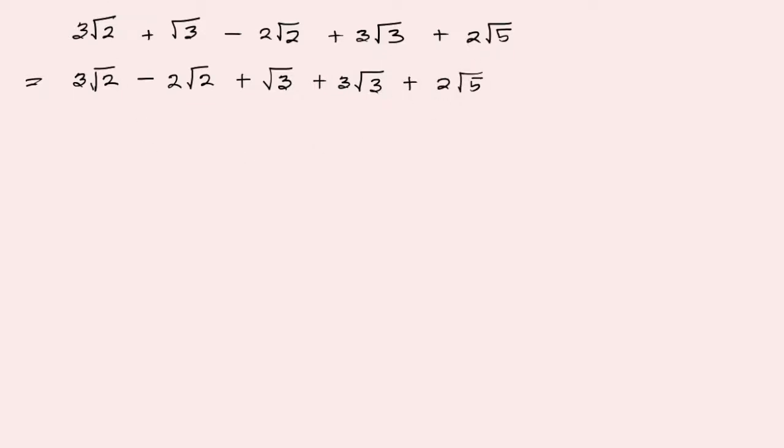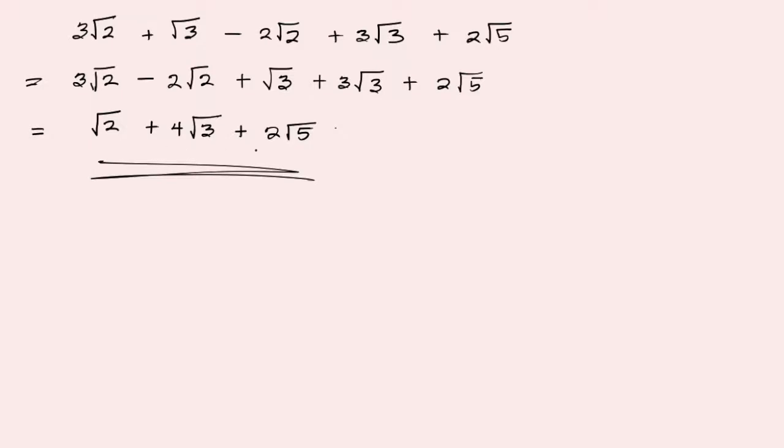Now we can add up. So 3 root 2's, we're taking out 2 root 2's from there. So all we have to do is just subtract the numbers outside the radical sign. And in this case, 3 minus 2 is going to be equal to 1 root 2. Now, root 3 plus 3 root 3's, that's equal to 4 root 3. And there's nothing to combine with root 5. So the final answer is root 2 plus 4 root 3 plus 2 root 5. And I hope that that's clear.